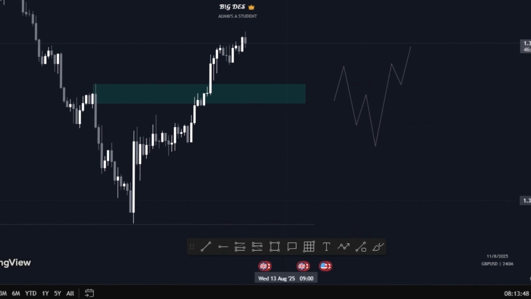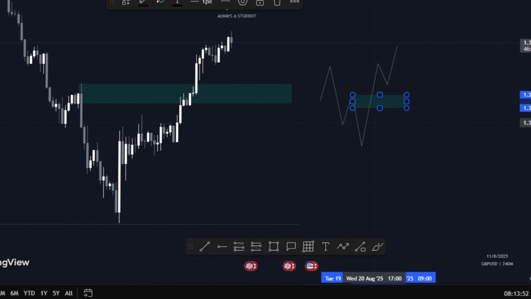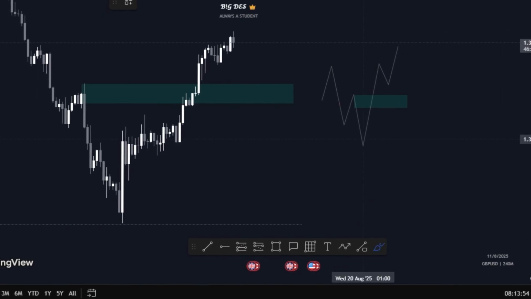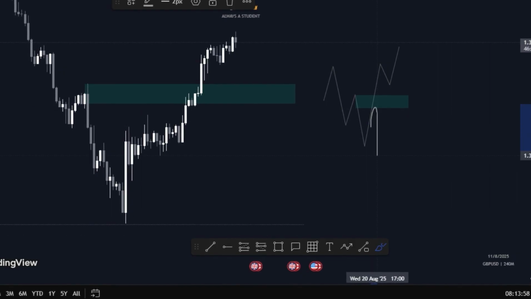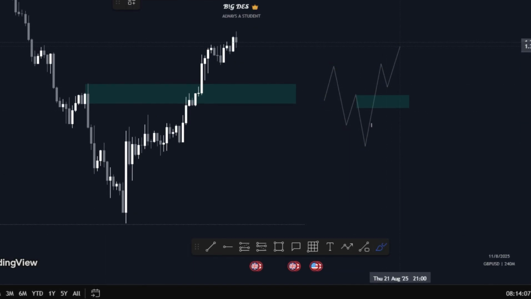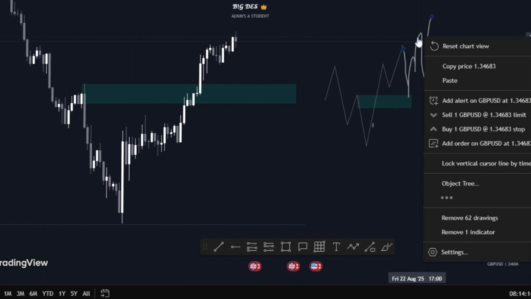So I would say that since price failed here, failed to sell from this point, we should expect price to get back up when it taps into this. So what am I going to do now?